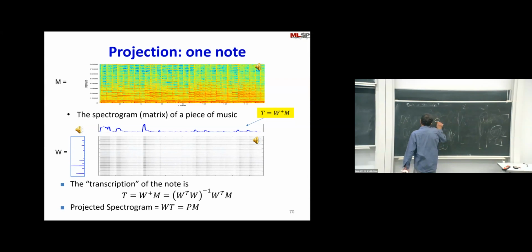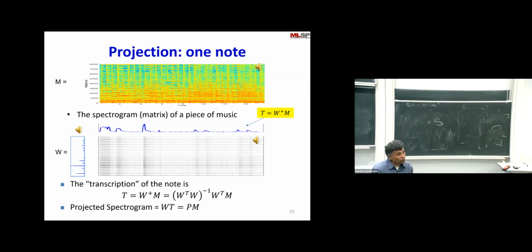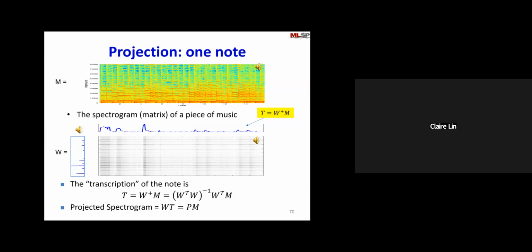So I have a spectrogram S, right? To compute the score for the note, I want to see how much of the music was composed by that note. So then what can I do? I can say, find me the approximation. This is my note. I call my score T, right? And I'm now asking you to find T. What is T going to be?